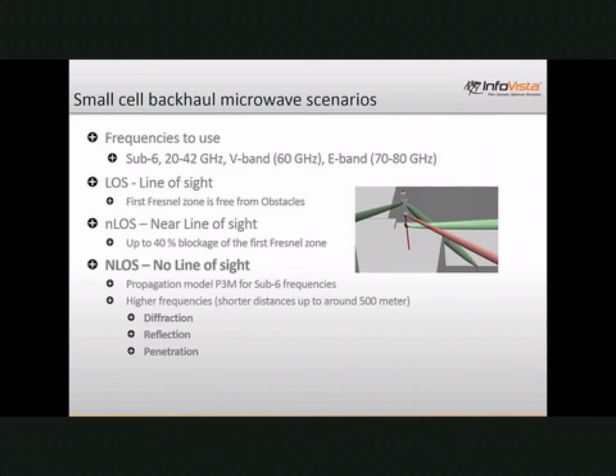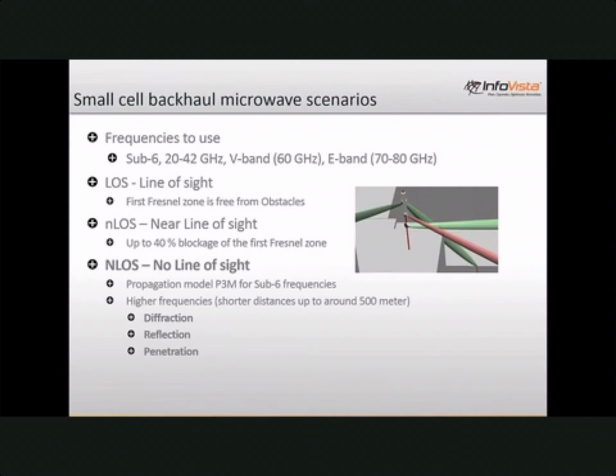But when we talk about small cell backhaul microwave scenarios, we are talking about distances up to a maximum of 500 meters, normally maybe 200-300 meters or something, and then it should be enough with those frequencies. We're talking about line of sight. The first Fresnel zone is free from obstacles, normal microwave planning. It's applicable in several cases also when doing small cells in the dense urban environment.